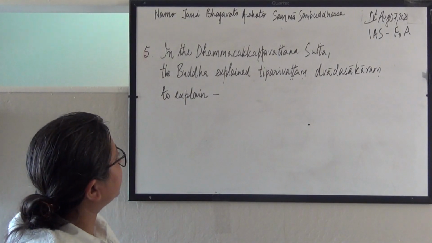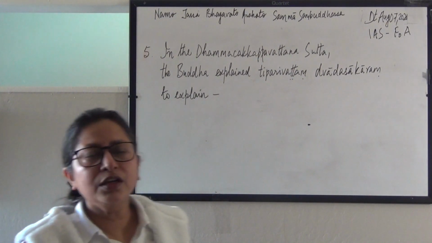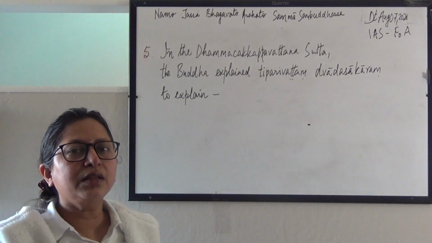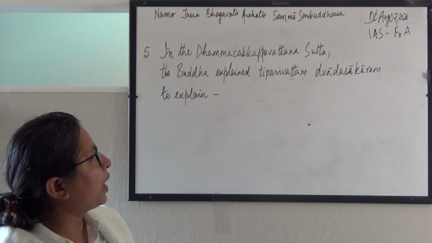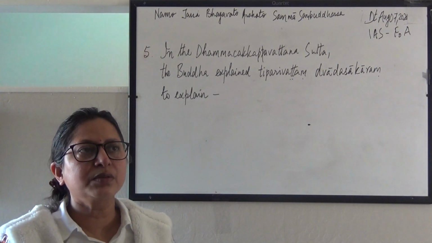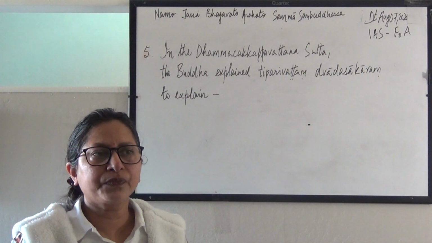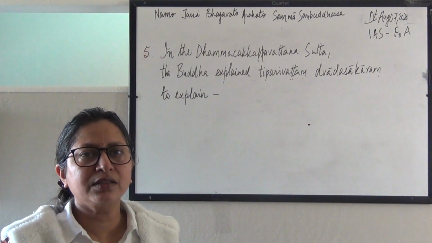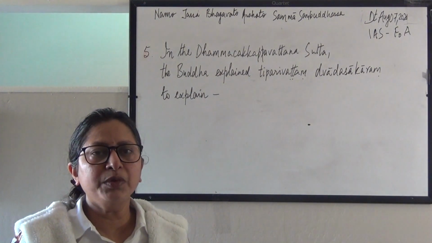In the Dhammacakkappavattana Sutta, the Buddha explained Ti Parivattam Dvadasakarang to explain what? What did the Buddha explain in the Dhammacakkappavattana Sutta? So the right answer over here is the Four Noble Truths, because in the Dhammacakkappavattana Sutta the Buddha has explained the Eightfold Noble Path, but in more detail, through the Eightfold Noble Path, the Buddha has explained the Four Noble Truths.